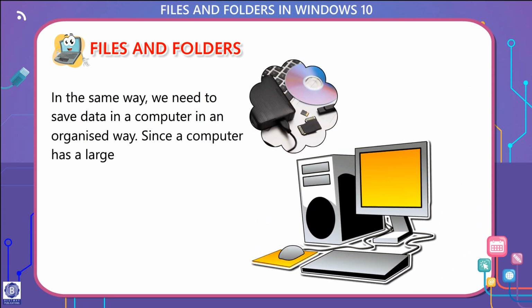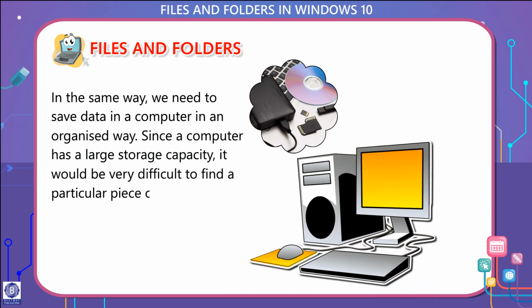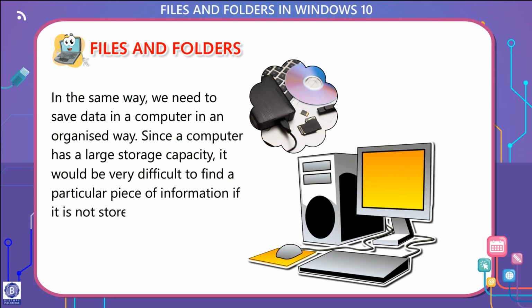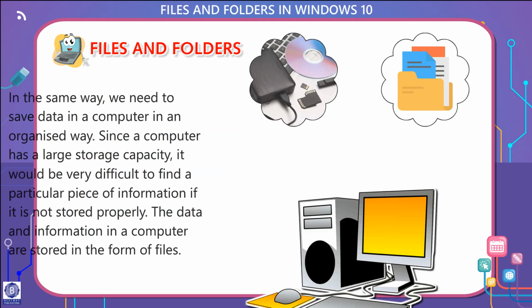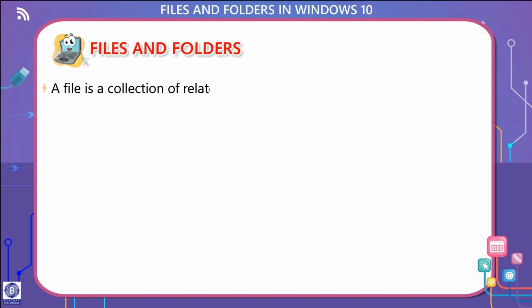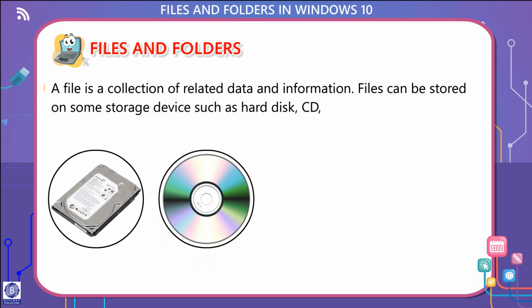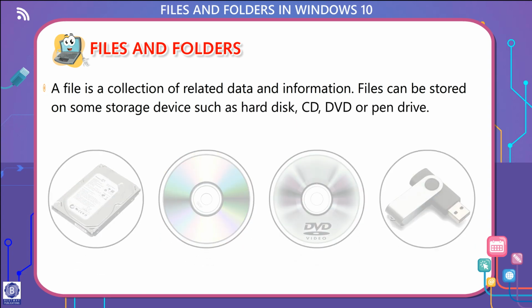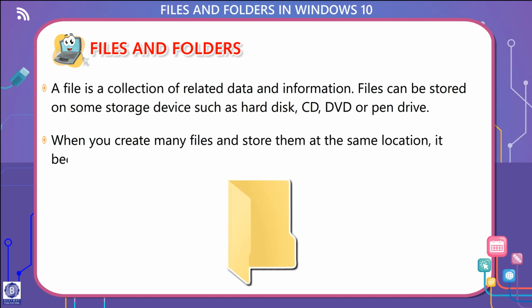Since a computer has a large storage capacity, it would be very difficult to find a particular piece of information if it is not stored properly. The data and information in a computer are stored in the form of files. A file is a collection of related data and information. Files can be stored on some storage device such as hard disk, CD, DVD or pen drive. When you create many files and store them at the same location, it becomes difficult to find a particular file.